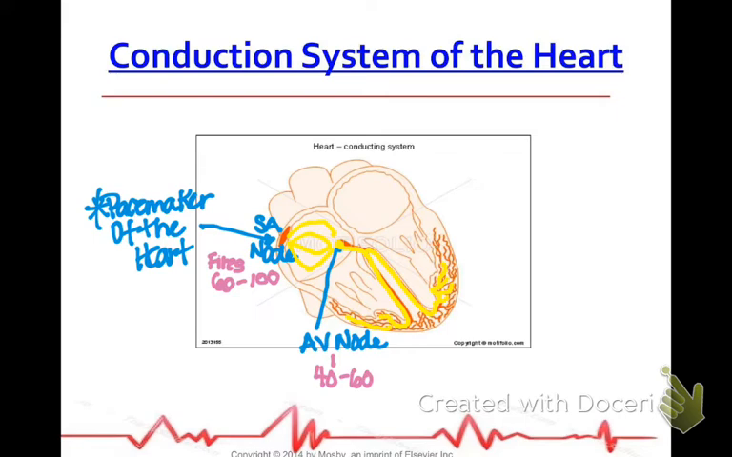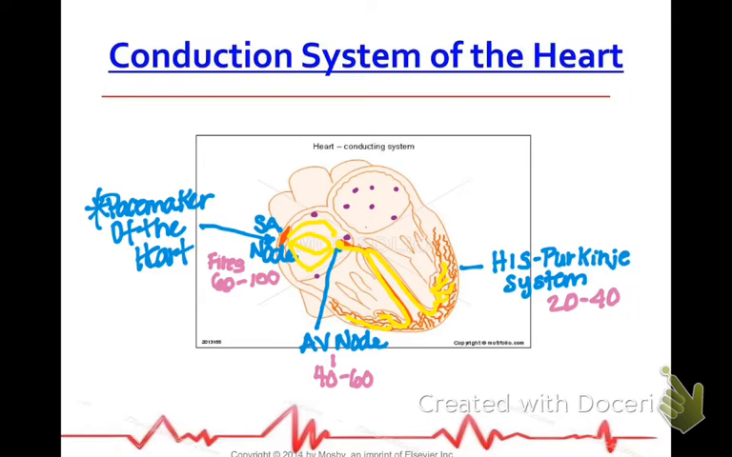Your SA node to your AV node kind of bridges the signal from the atrial to the ventricle. And then it goes down to your bundle of His and your Purkinje fibers. That's bundle of His, H-I-S, and the Purkinje system. And those fire at about 20 to 40.